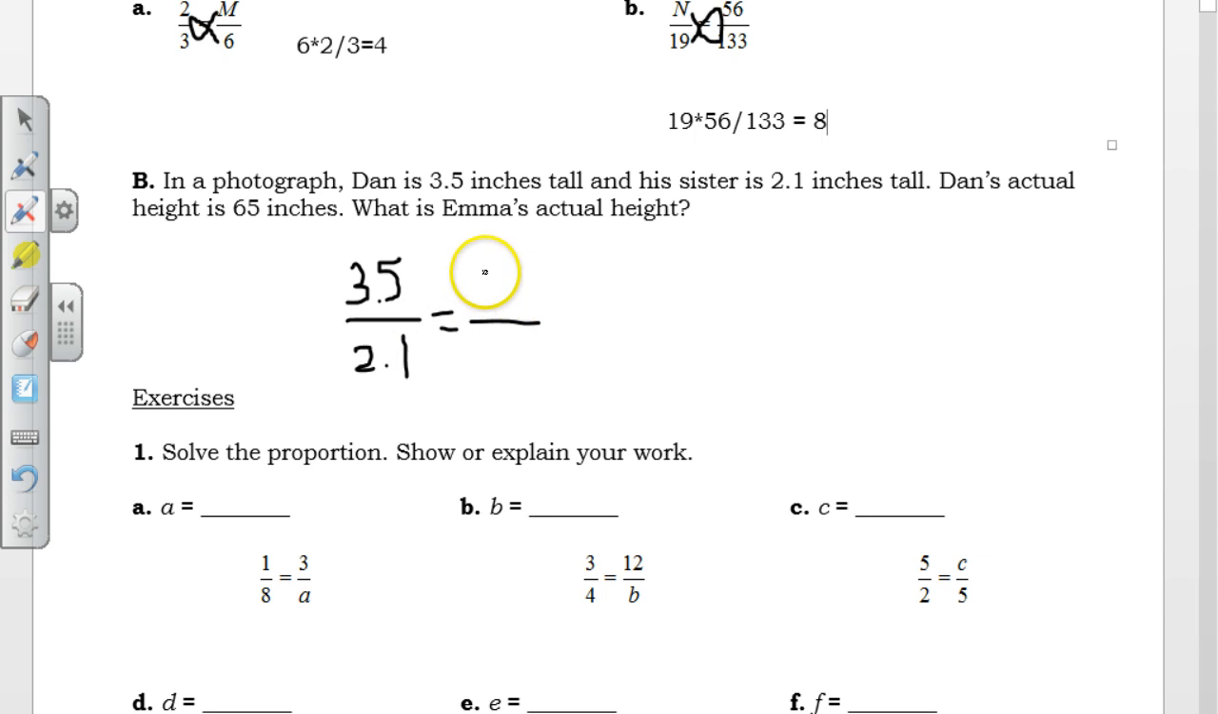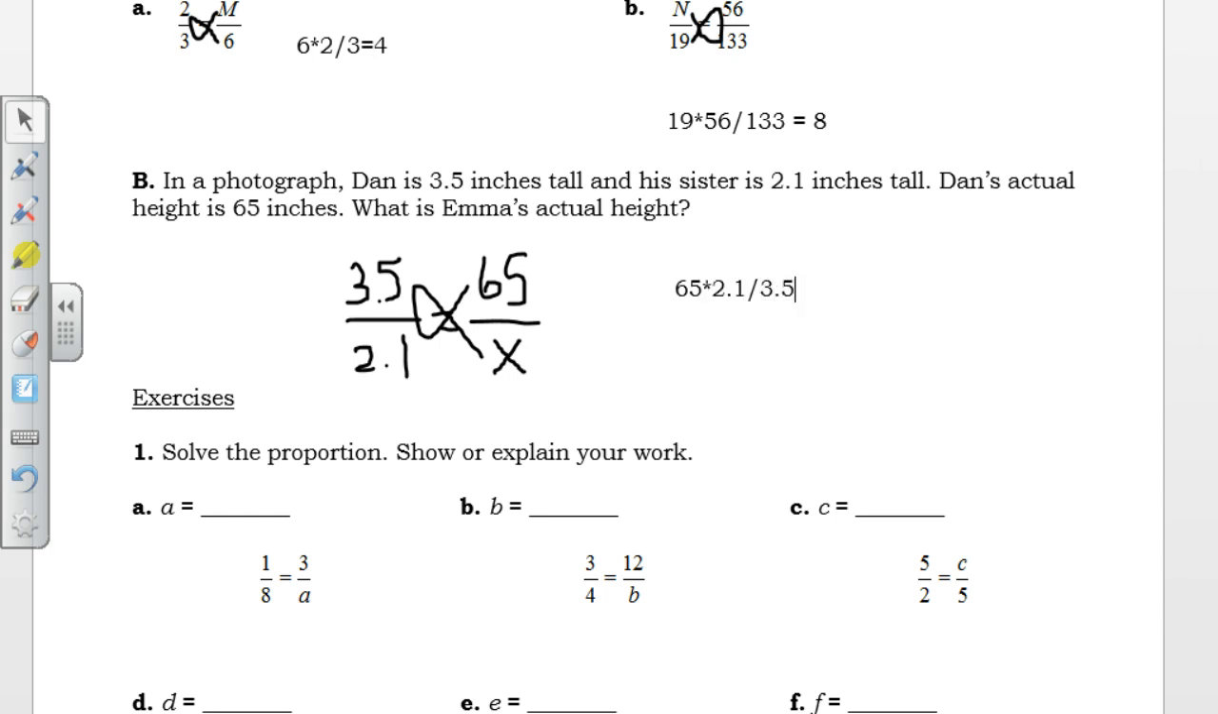In real life, Dan is 65. Now I know to put the 65 on the top of this fraction because if Dan was on the top over here, Dan is on the top over here. I have Emma on the bottom and Emma's unknown actual height. Once my proportion is set up, I can cross multiply, divide, and it'll give me my answer for X. So this is 65 times 2.1 divided by 3.5. And Emma's actual height is 39 inches.